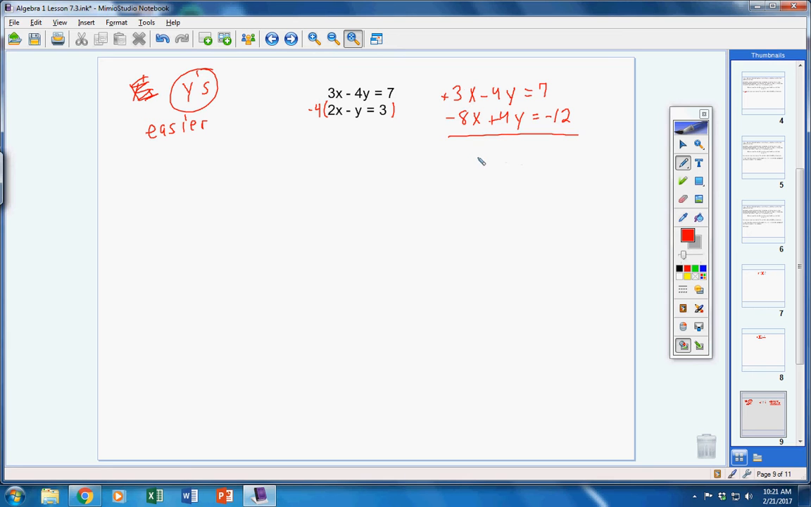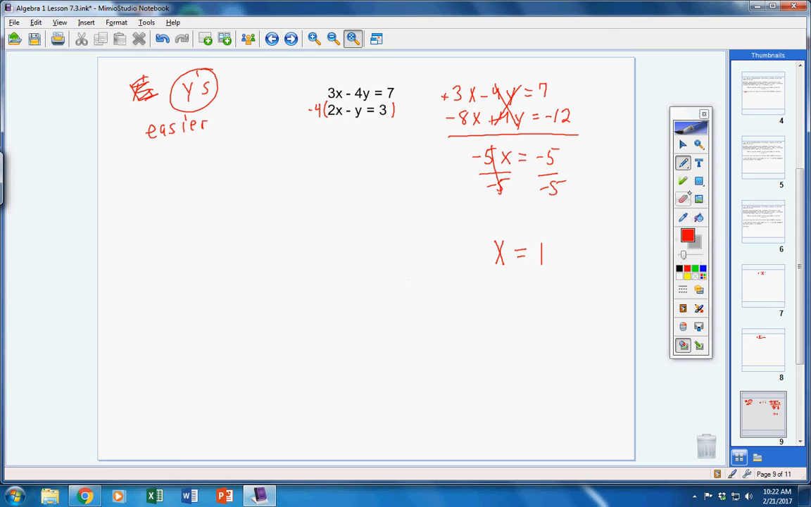Positive 3, negative 8, that's negative 5x. Look at your y's, negative 4, positive 4. They cancel out. That's good. That's what I wanted to happen. 7 minus 12, negative 5. Now divide both sides by a negative 5. And x equals positive 1.